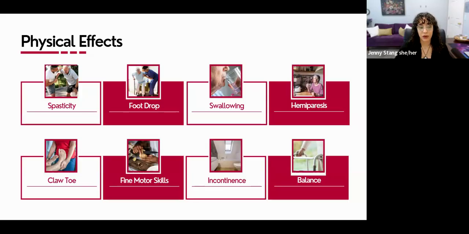So if you have a stroke or if your loved one has a stroke, they may not be able to use their judgment very well and forget or neglect to use their recommended walking aids, and then they fall, and then that's a whole other can of worms you have to deal with, right?